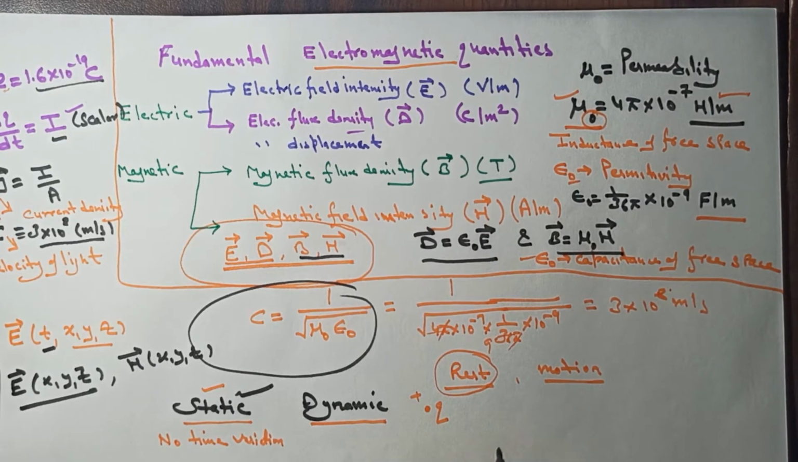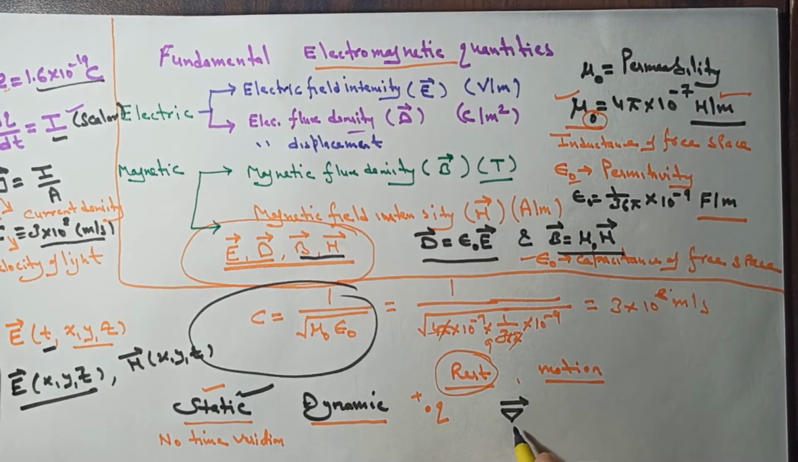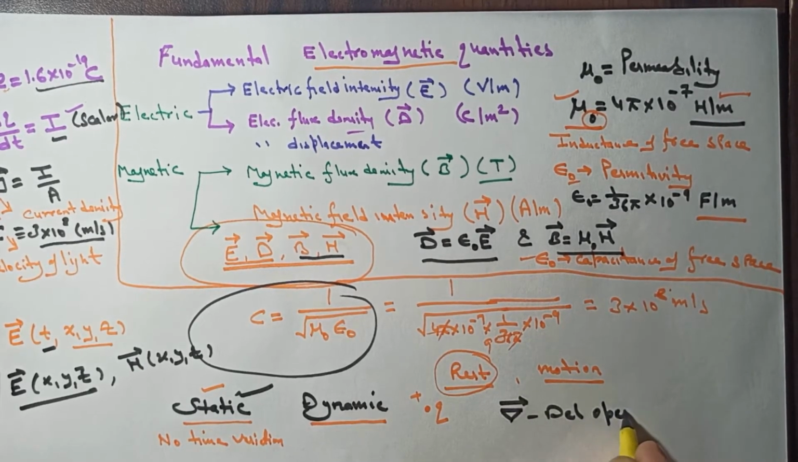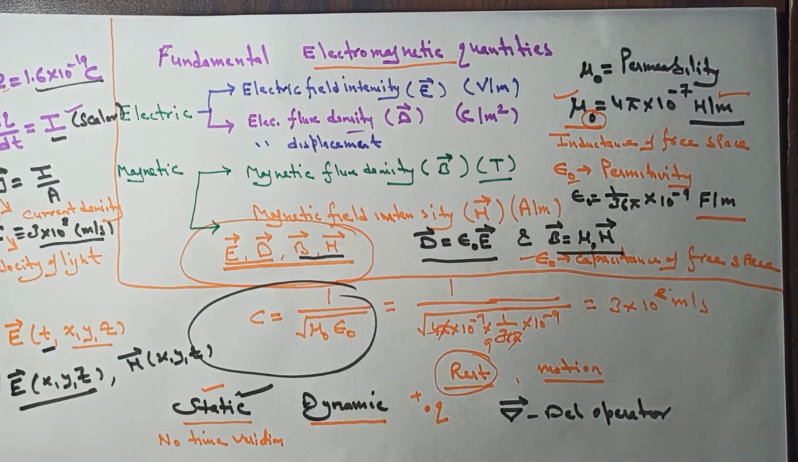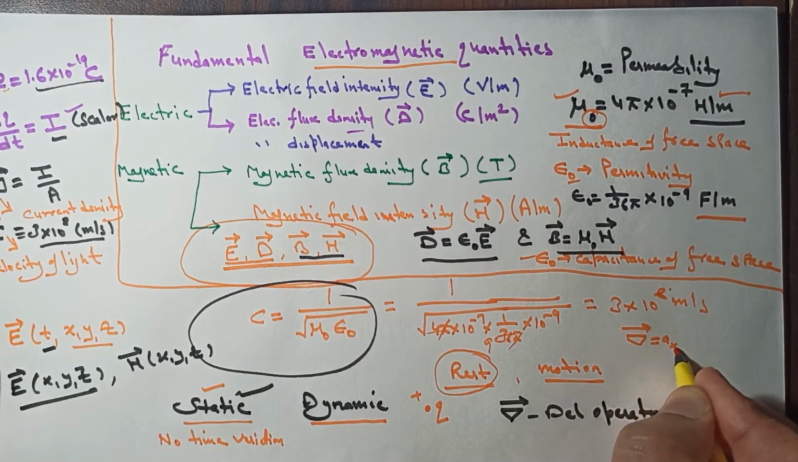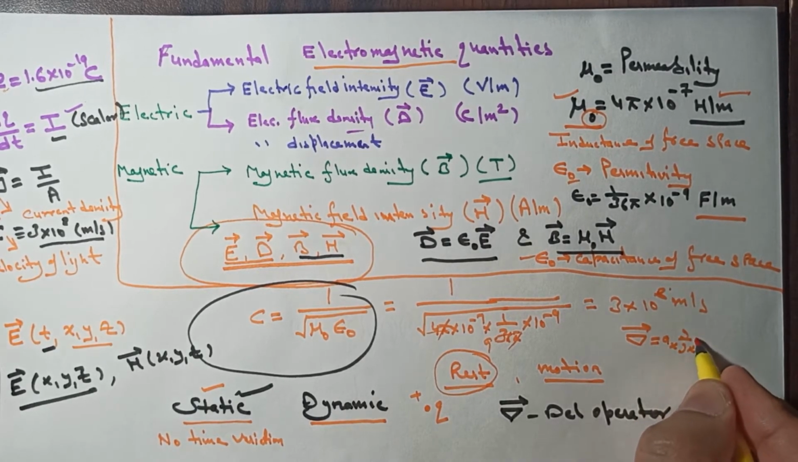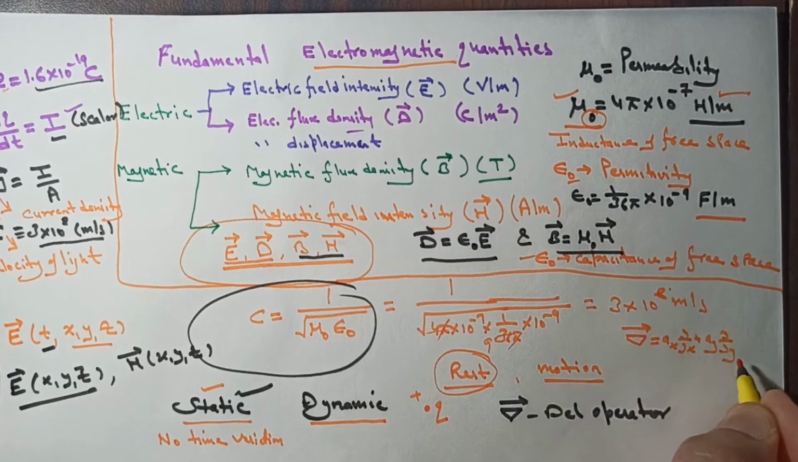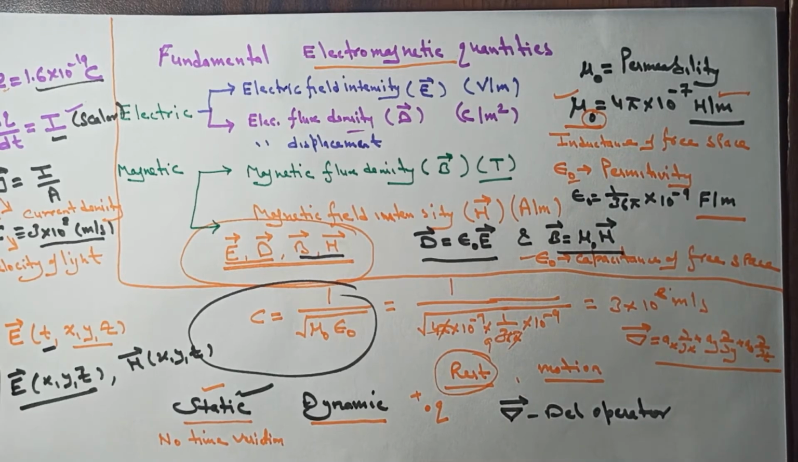Now how will they behave differently? We have already discussed what the del is. This is the space variation parameter, the del operator. What is its value? Del is equal to ax partial by partial x plus ay partial by partial y plus az partial by partial z. This is del, and it will give you the space variation.